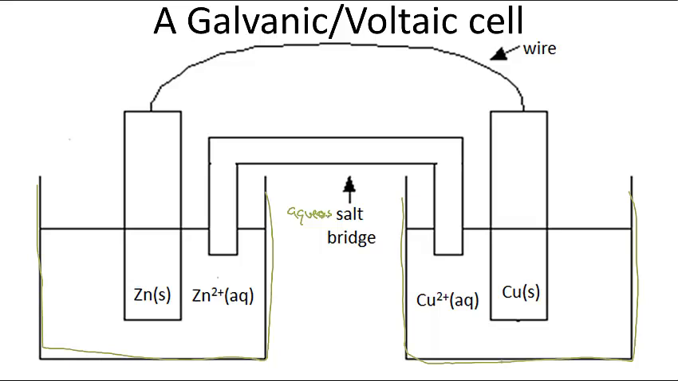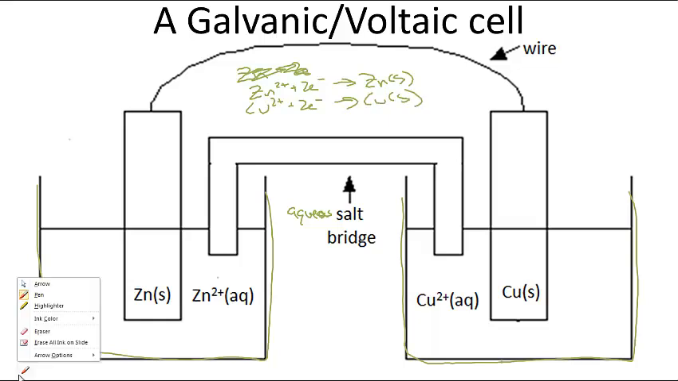Okay, so we look at what's our overall reaction. Well, we have two half reactions. We have Zn2+ plus 2e- makes solid zinc. And we have Cu2+ plus 2e- makes solid copper. Now, what I want you to do, look up the reduction potentials. I think we might have done this already. But look up the reduction potentials for each of these reactions.